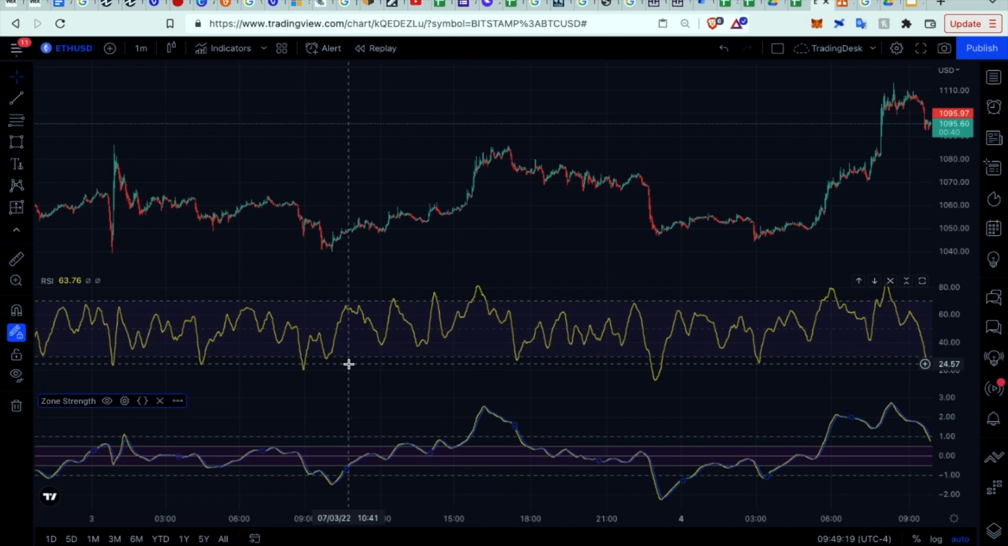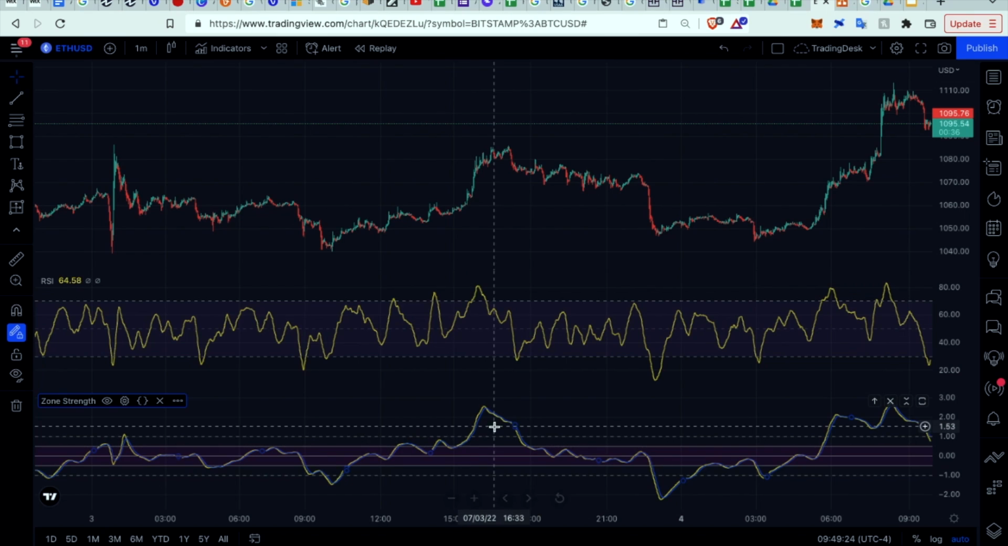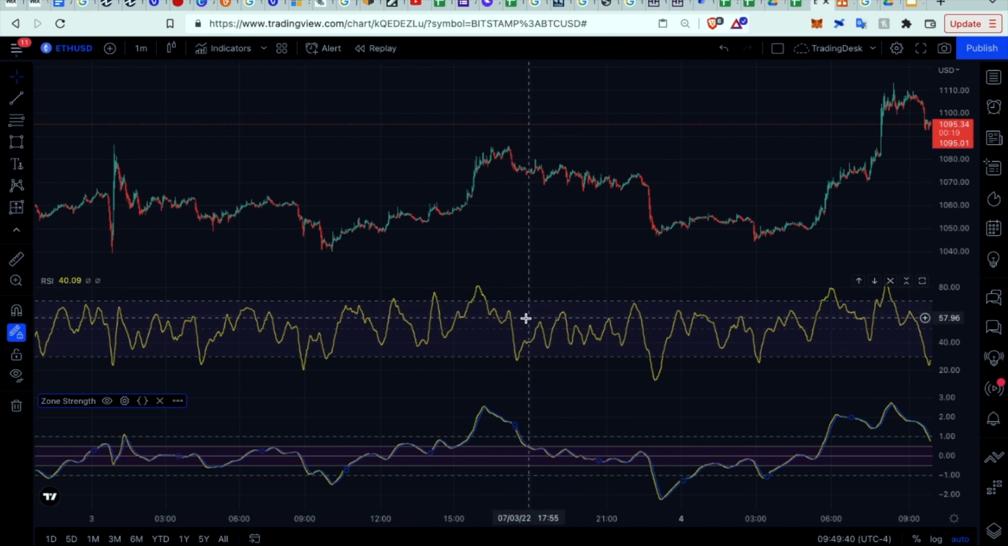And it's the opposite for sell. When the zone strength is above 0.5, especially when it's above 1, that's a point where you would sell. So we want the RSI going back into the center. This would be a sell right here. This would be a sell right here. And this would not be a buy because while the RSI is low, the zone strength is still showing the heightened curve above the 1, and it's also above the 0.5.